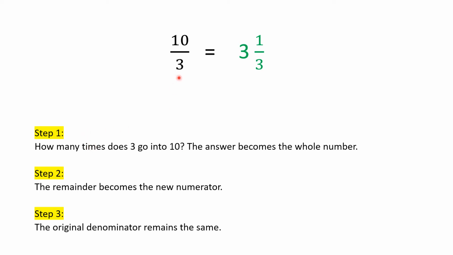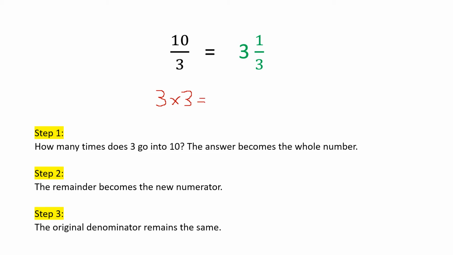So first I check how many times the number at the bottom, which is 3 in this case, goes into 10. So 1 times 3 is 3, 2 times 3 is 6, 3 times 3 is 9, 4 times 3 is 12. So that's too high, right? So that means what we're looking for is 3 times 3. Okay, that's the closest we can go to 10.